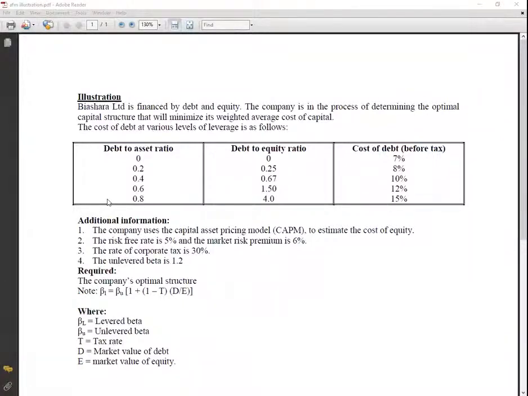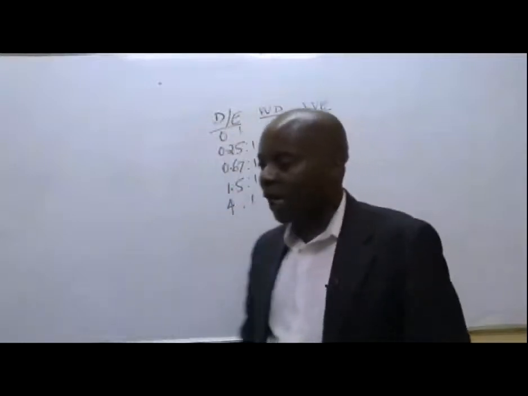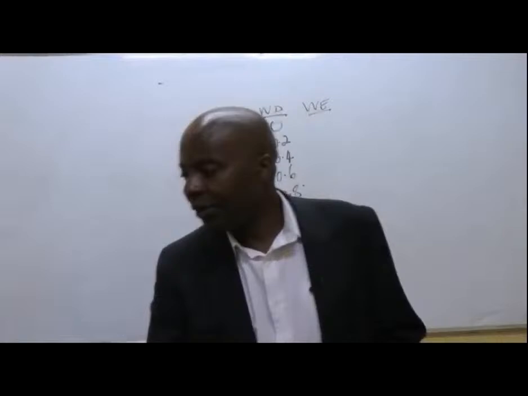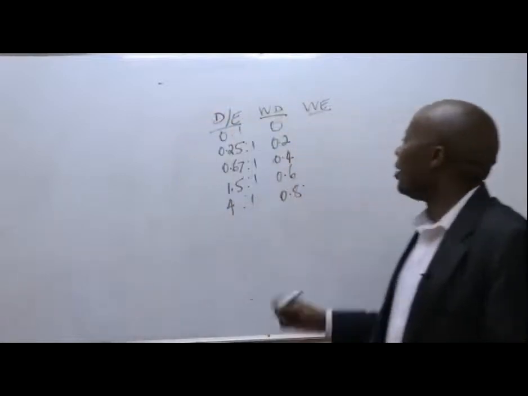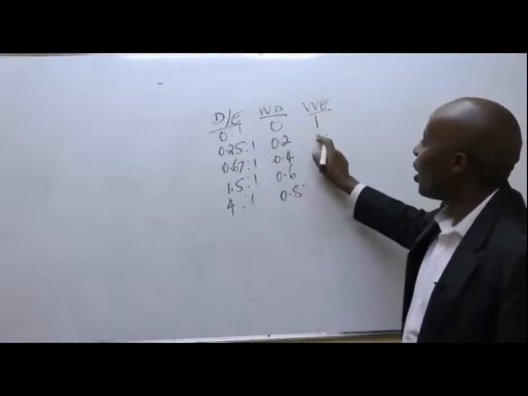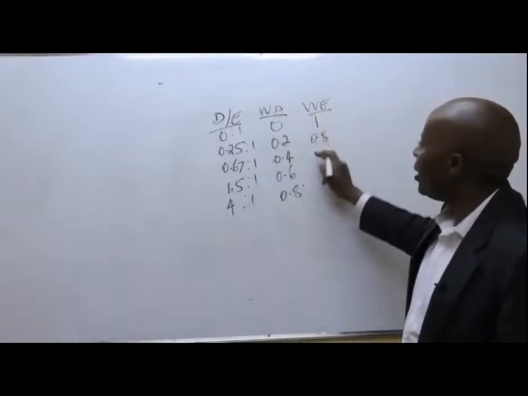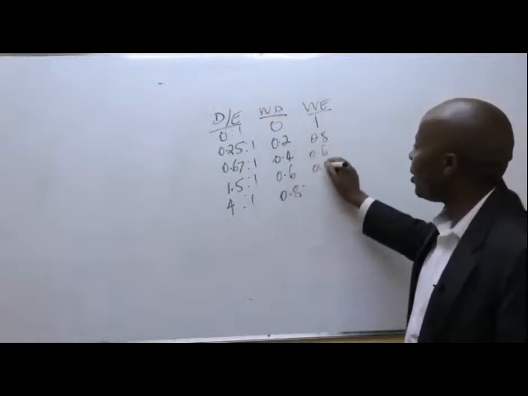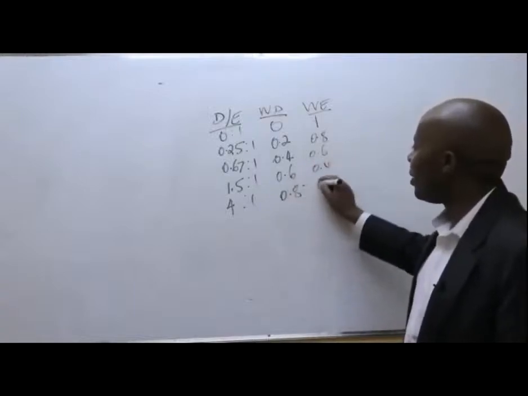Once I have the weight of debt, then the weight of equity: we know that weight of debt plus weight of equity must always add up to 1. So this weight of equity will be 1 minus 0, which is 1. This will be 1 minus 0.2, which is 0.8. This will be 1 minus 0.4, which is 0.6. 1 minus 0.6 gives me 0.4. 1 minus 0.8 gives me 0.2.